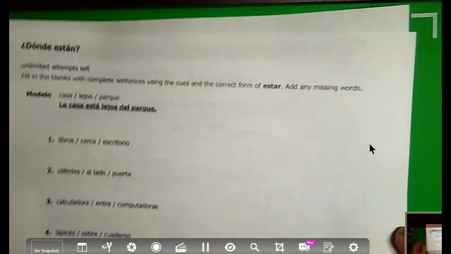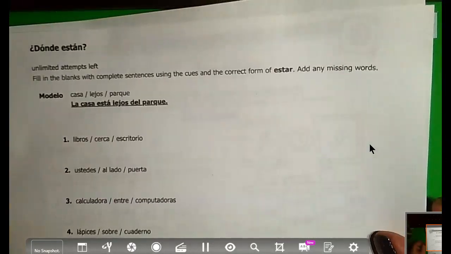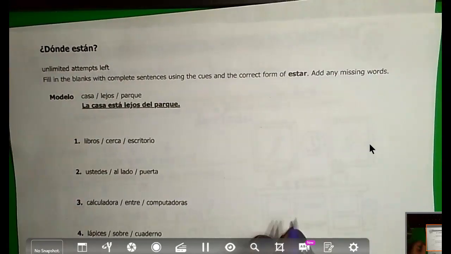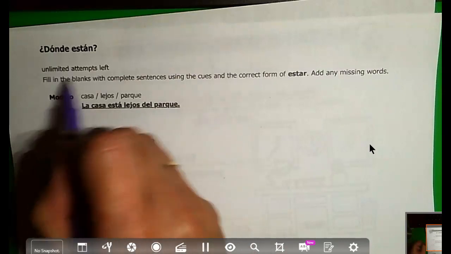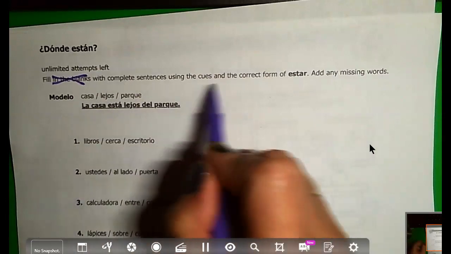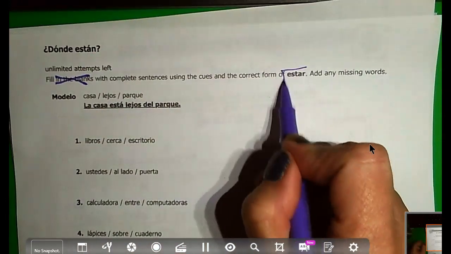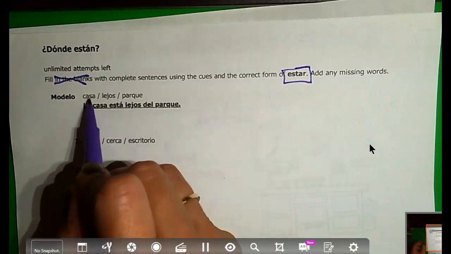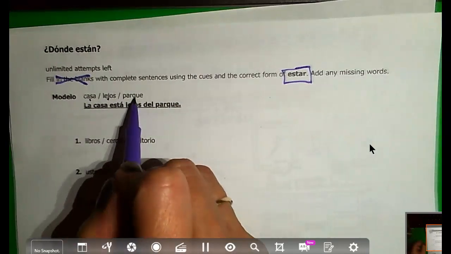So I took this from VHL. That way you can write it out. There's something about writing sentences that I just really like to do on paper, not necessarily on VHL. So you're not going to fill in the blanks because that didn't print out. You're going to write complete sentences using the cues in the correct form of estar. Add any missing words. Okay, so in this case they had house, far, park.